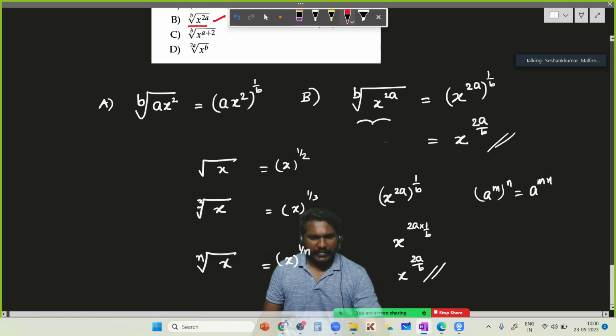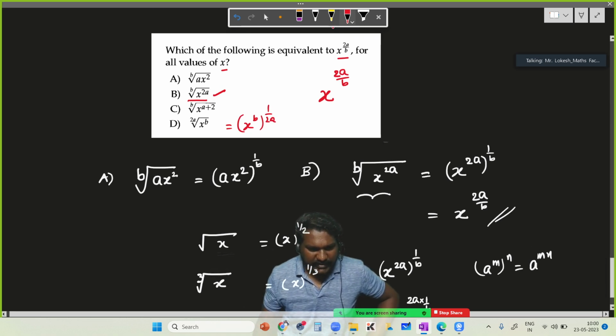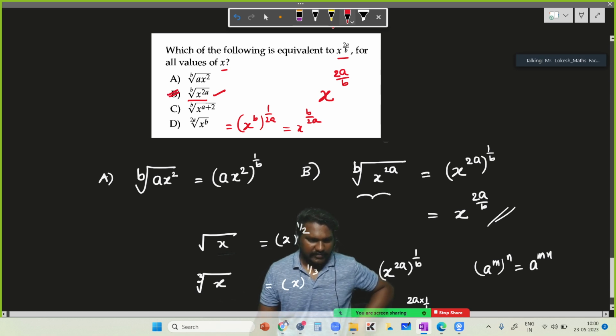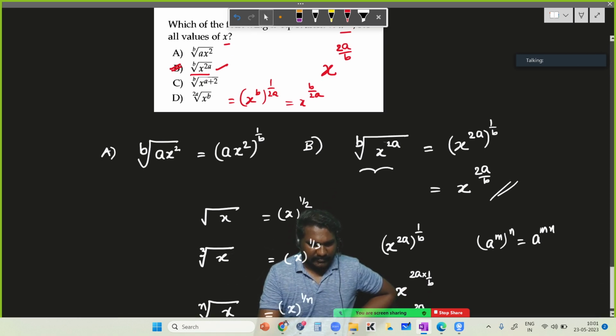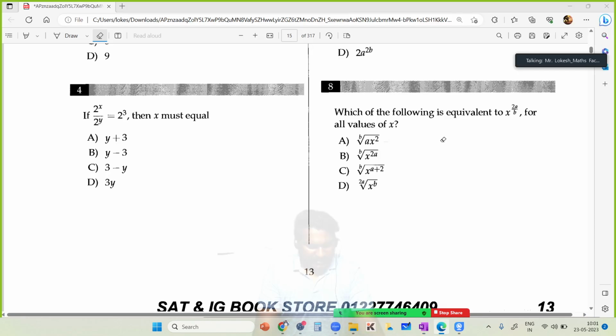Oh, I think I got this one wrong. I think I chose D. If you write D, it will become x power b whole power 1 by 2a, so it will become x power b by 2a. Yeah, I think I got this one wrong. It's okay. Option B is correct. Then you can check the answer once. Which question is this again? Ninth question, I think. Sorry, eighth question. B is correct. Okay.